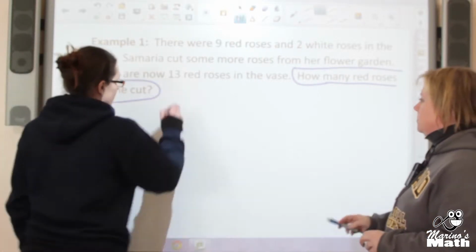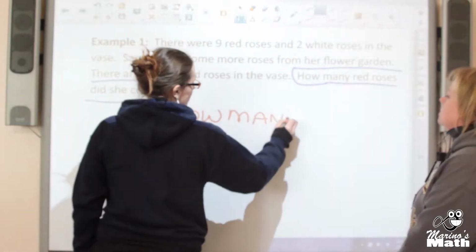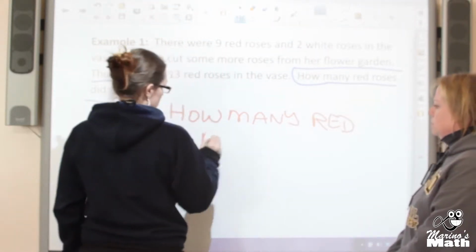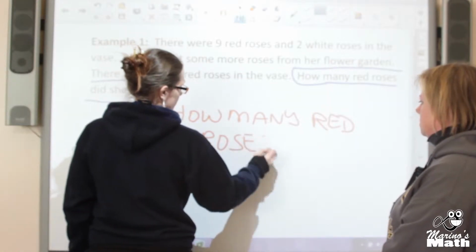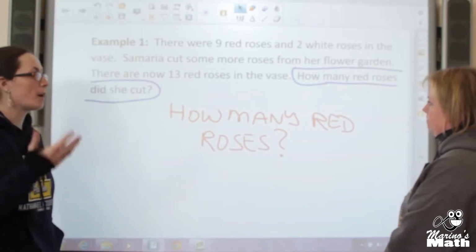Okay. So, how many red roses? Because there's something about writing things down that helps you remember it better.